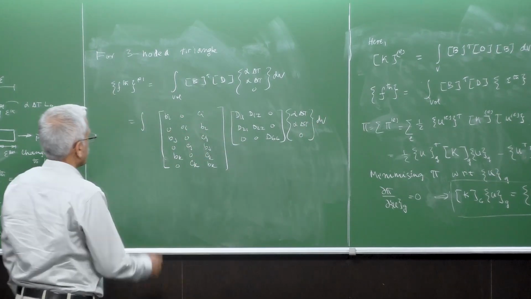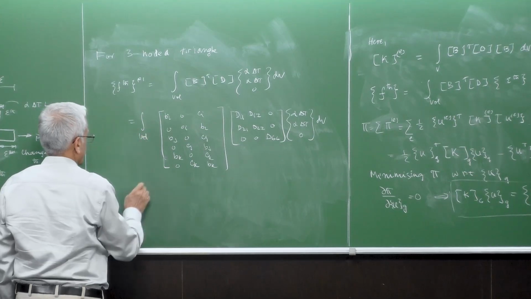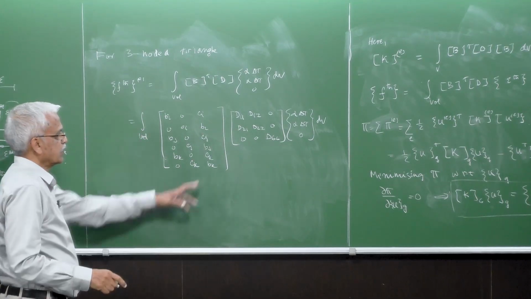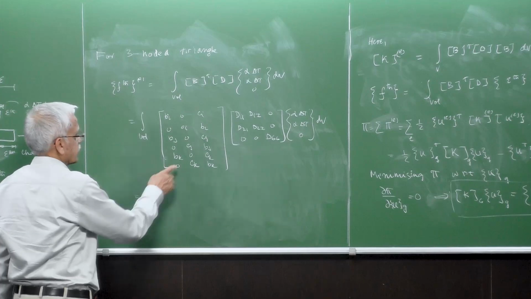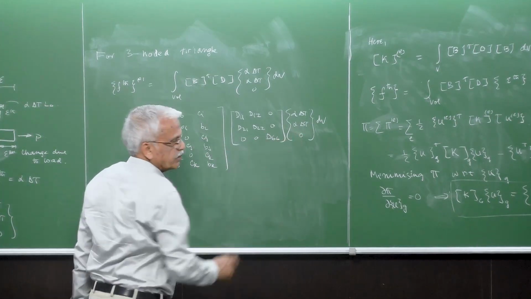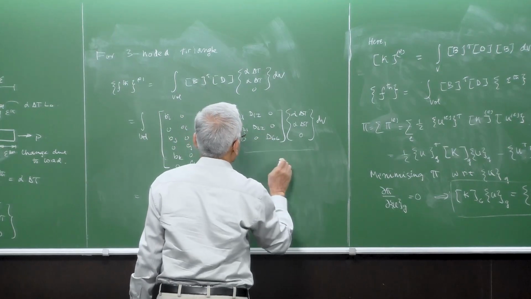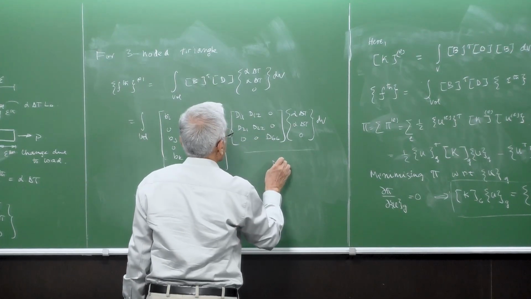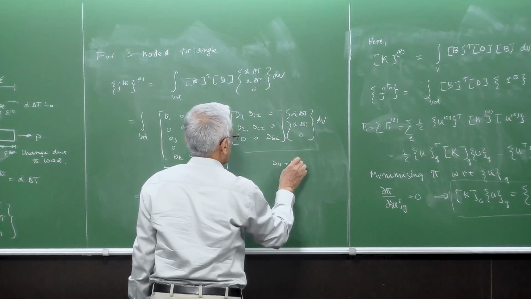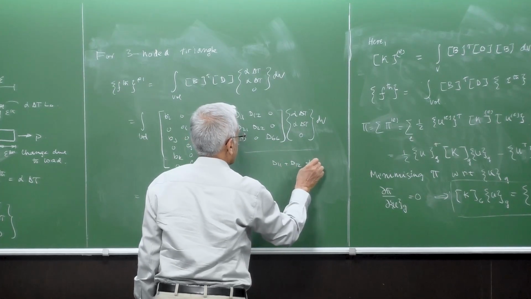So this is our volume of the element. And since all these things are constant, the dV will simply become the volume of the element. And here these things are nothing but D11 plus D12 times alpha delta T.